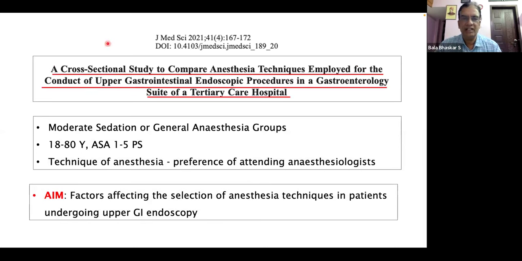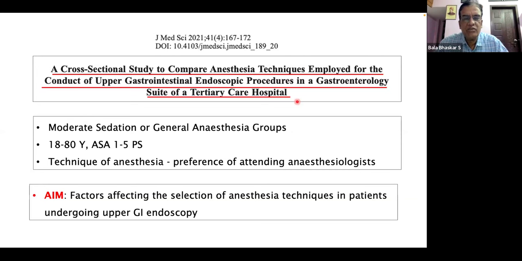For example, this is a published article related to anesthesiology: a cross-sectional study to compare anesthesia techniques employed for the conduct of upper GI endoscopic procedures in a gastroenterology suite of a tertiary care hospital. It is self-explanatory. Here, upper GI endoscopy was being conducted in a tertiary care hospital. There were a set of patients who had been administered moderate sedation only. In another set of patients, general anesthesia was administered. A wide range, 18 to 80 years of age, and a wide range of ASA 1 to 5 were picked up. And it was a retrospective study.